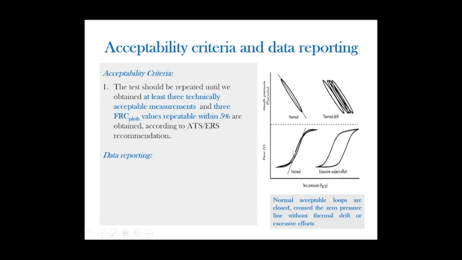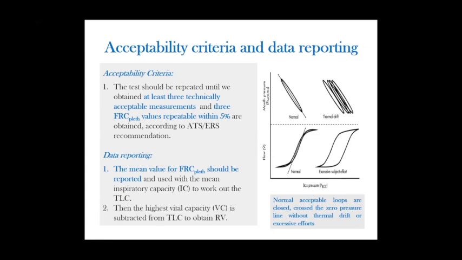As I said earlier, normal acceptable loops are closed and cross the zero line without thermal drift or excessive effort. Here, thermal drift will look like this, and excessive effort will be large and not closed loops. For data reporting, the mean value of FRC should be reported and used with the mean inspiratory capacity to work out the total lung capacity. Then the highest vital capacity is subtracted from total lung capacity to obtain residual volume.